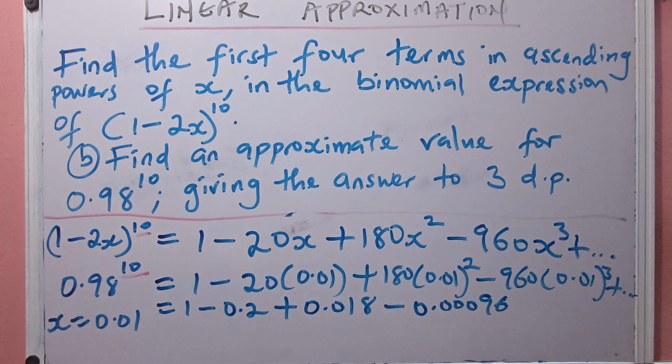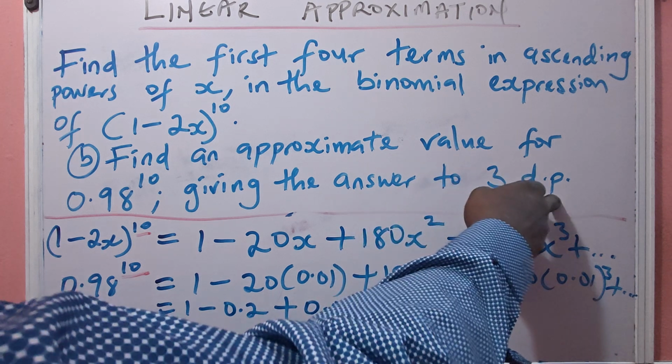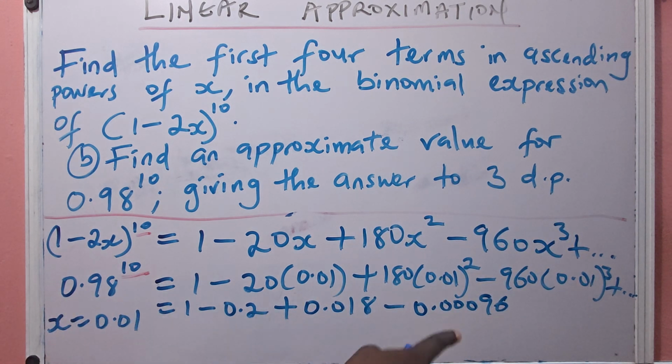All right. Now, don't forget, always take note of what you were told to fix your final result as. You were told to give the answer to 3 decimal places. So if you get the sum of all these to 3 decimal places, you get an approximate value of 0.817, which is the final result from my calculation.